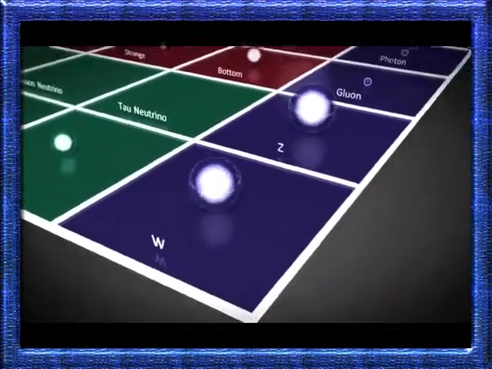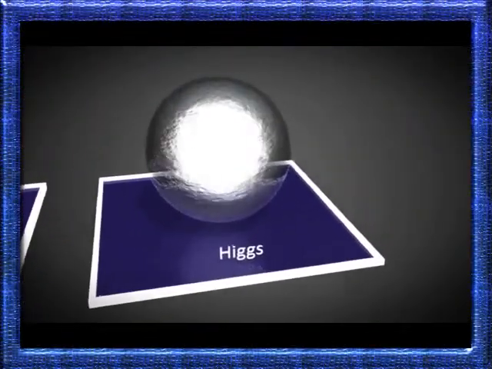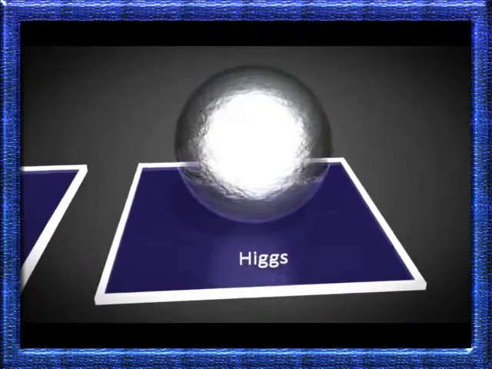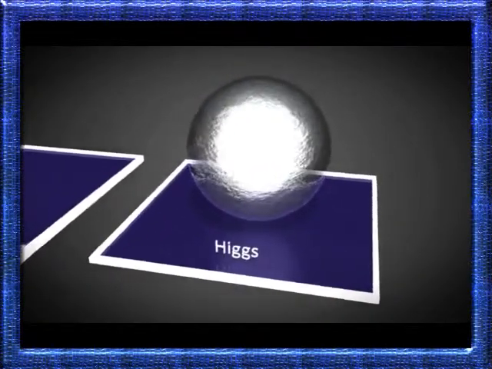Finally, we come to the yet undiscovered Higgs boson. According to the standard model, all the elementary particles should be massless. The current best theory to explain how these particles attain their mass is called the Higgs mechanism.